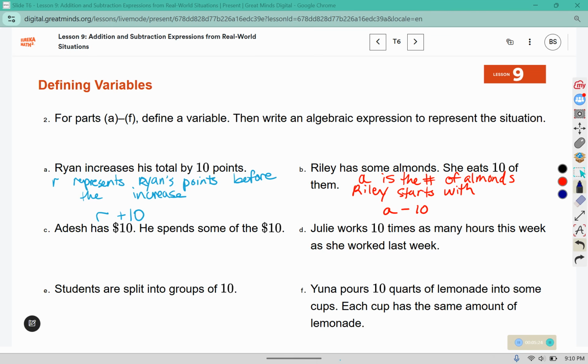Adesh has $10. He spends some of the $10. So we'll represent M is the money in dollars that Adesh spends. So to represent how much he has, he started with 10 and he spent M dollars.